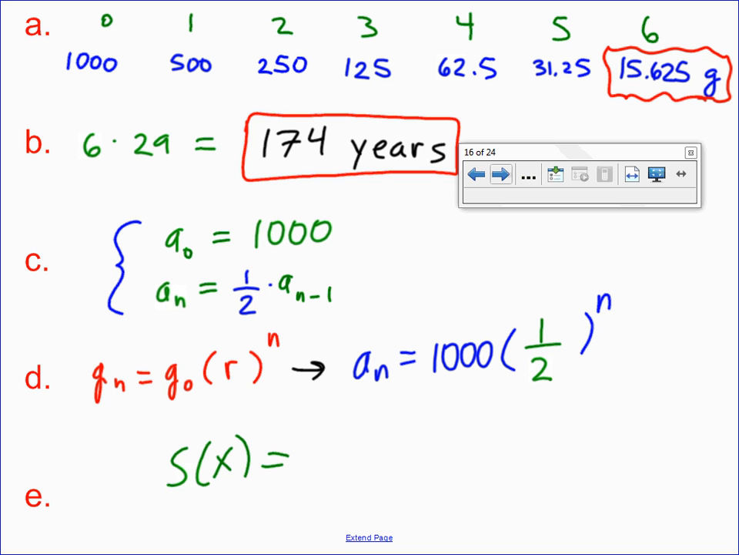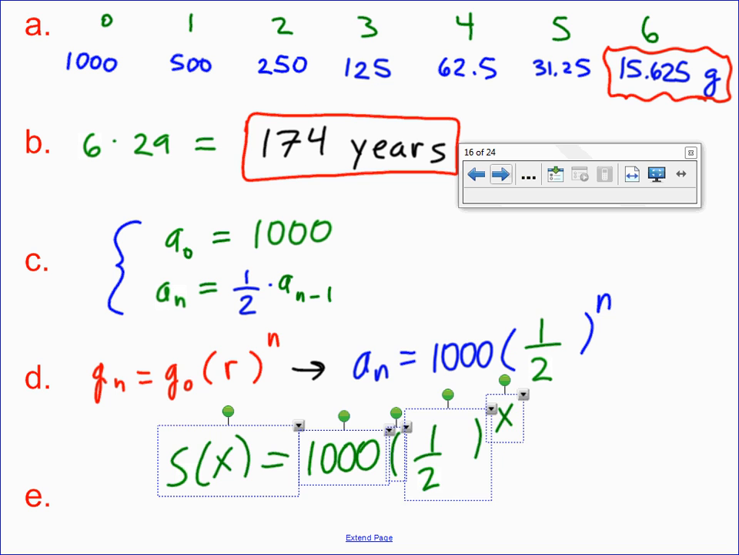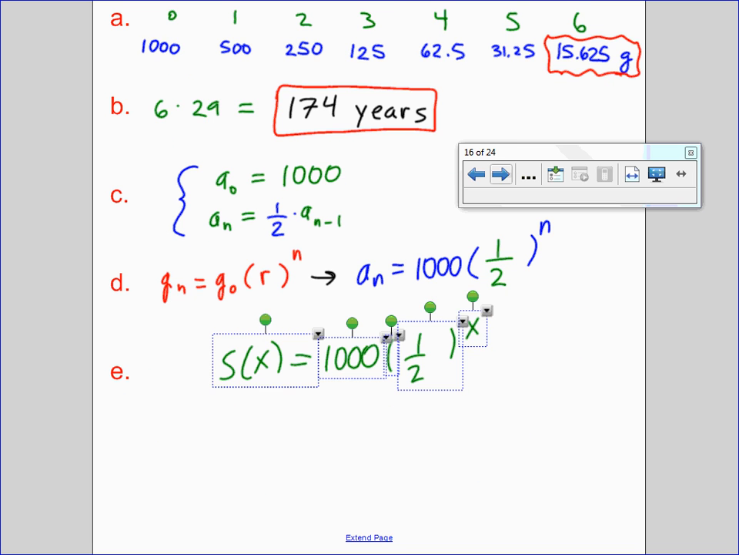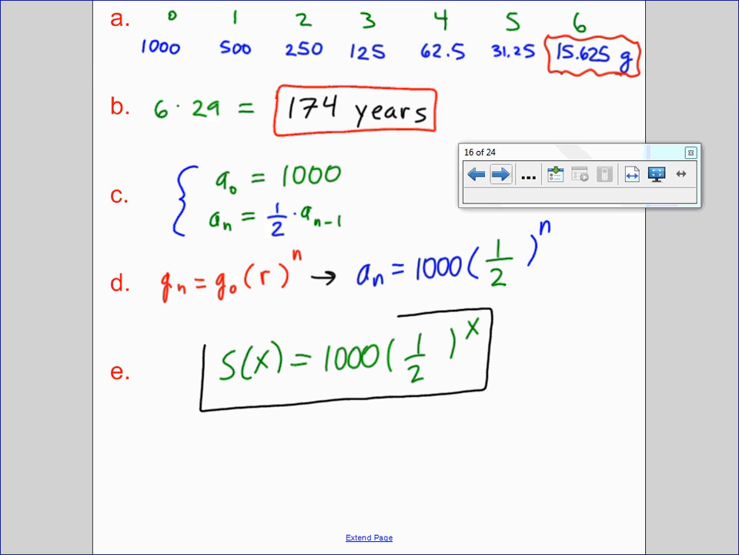That will be a times b to the x, where a is my initial value, my y-intercept 1,000 grams, times my constant ratio, or my base b in this case is 1/2 to the x. So my function would be s of x equals 1,000 times 1/2 to the x, where my initial value a is 1,000, where my base b, percent remaining, is 1/2. 50% remains after every half-life period passes. My percent remaining is 50%. That's pretty sweet.